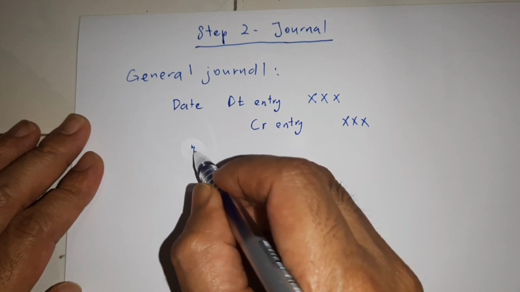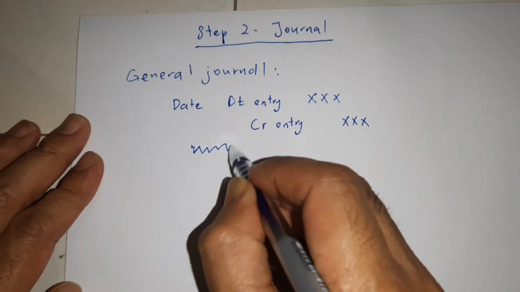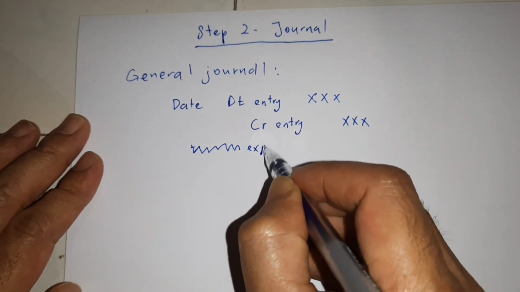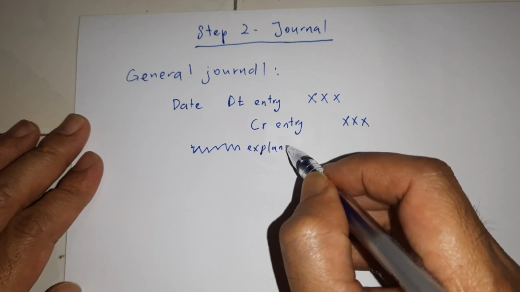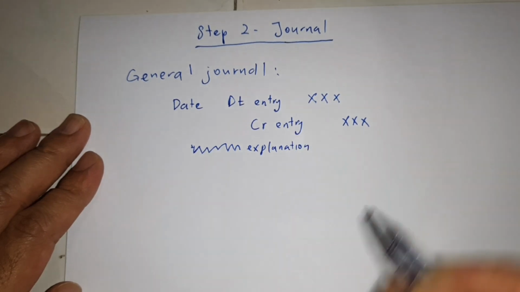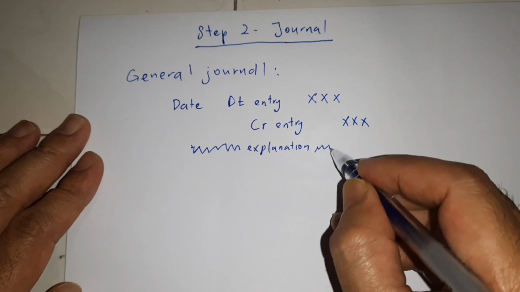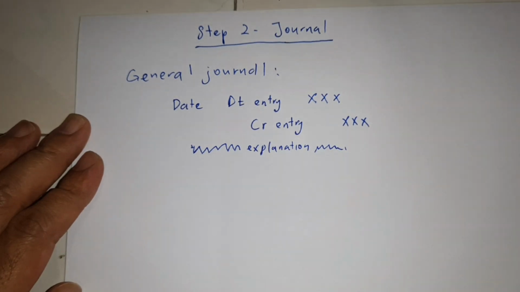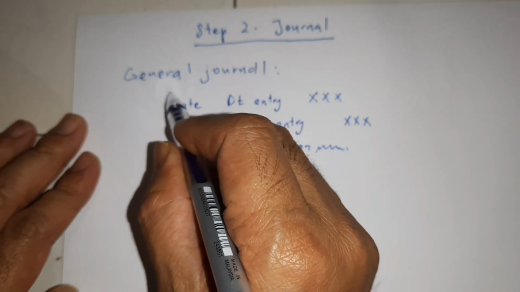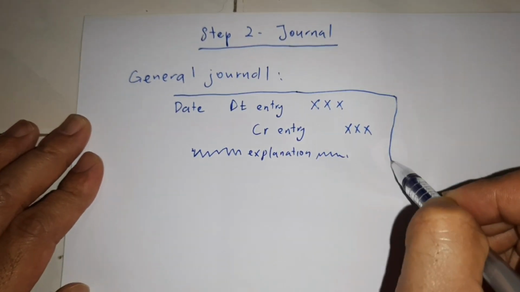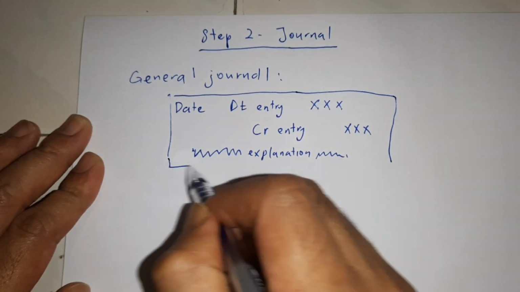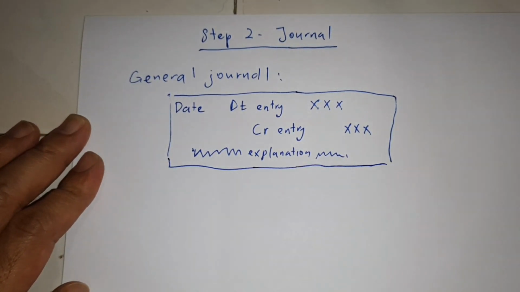You have to explain something like the transaction is about the owner of the business invested something into the business, or the business received cash from somebody, or something like that. Okay, this is the format of the general journal.